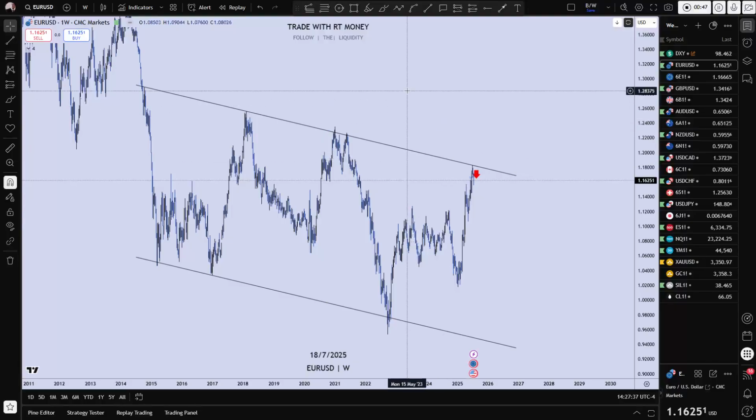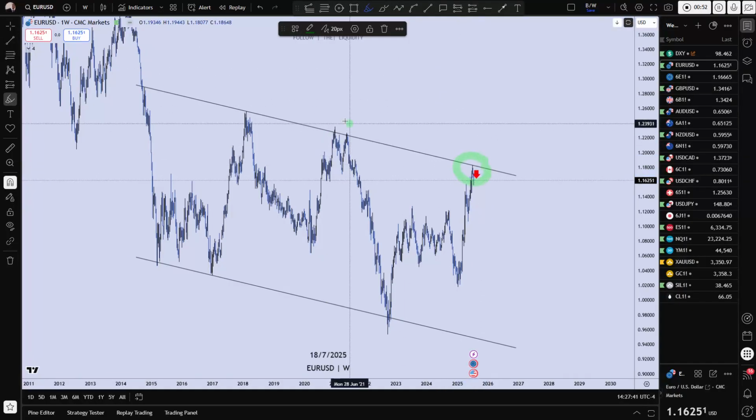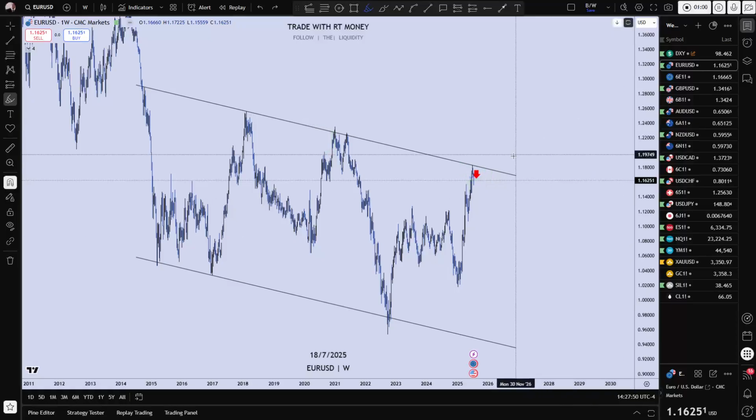Now, if we just consider it, you can see that we got these three touches here already. We got touches here and we got touches here. And the fact is that we reacted last week to the resistance side of the channel.